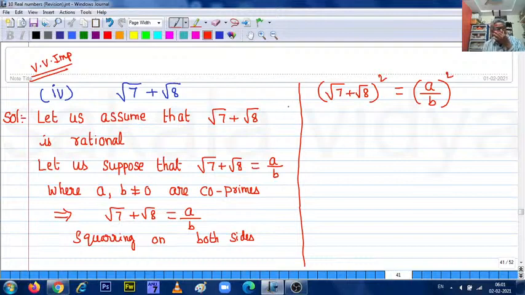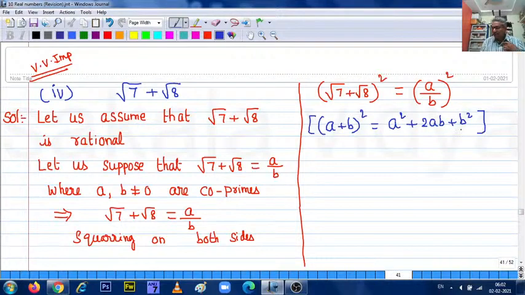Varikuppala Ramu, late. So root 7 plus root 8 whole square. This is root a plus root b whole square or a plus b whole square formula. What is a plus b whole square formula? A plus b whole square equals to a square plus 2ab plus b square. With the help of this formula, we need to expand this one. This is the formula. Okay.